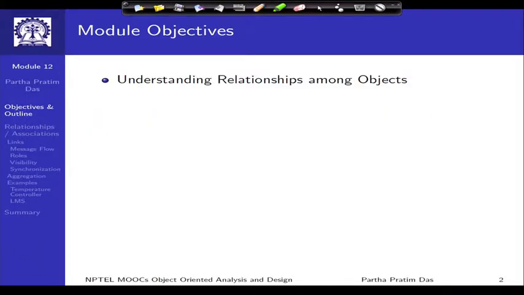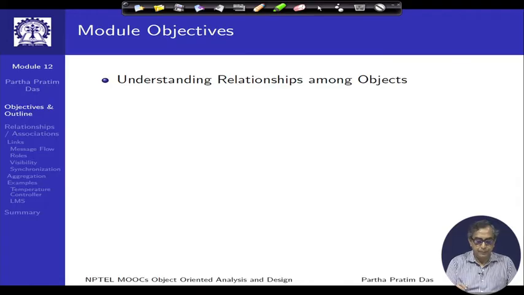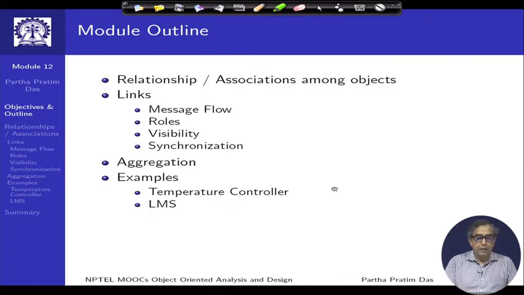In the current module, we will talk specifically about relationships between objects. So, our objective in this module is understanding the relationship amongst objects. This is the module outline. As usual, this will be visible on the left hand side of every slide. So, we will proceed according to that.